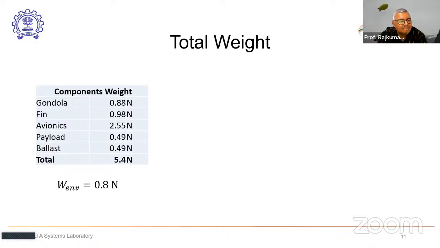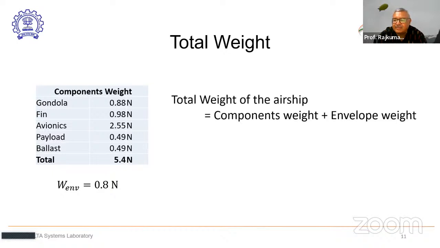If you add up the numbers, the total weight of the airship will be the component weight plus the envelope weight. How much will that be? 5.4 newtons is the component weight, plus 0.8, which gives 6.2 newtons. So that is the weight of the total airship.